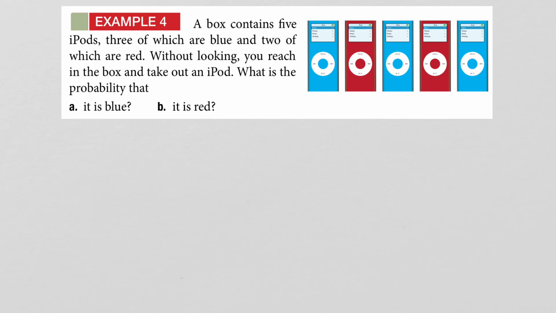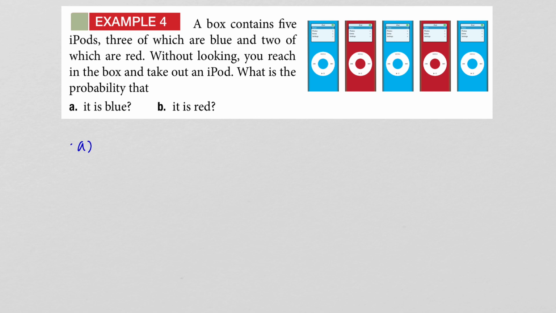Another example, suppose a box contains 5 iPods, 3 of which are blue and 2 of which are red. Without looking, you reach into the box and take out an iPod. What is the probability that you get a blue iPod?